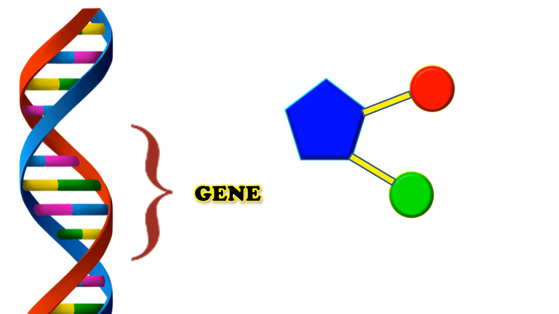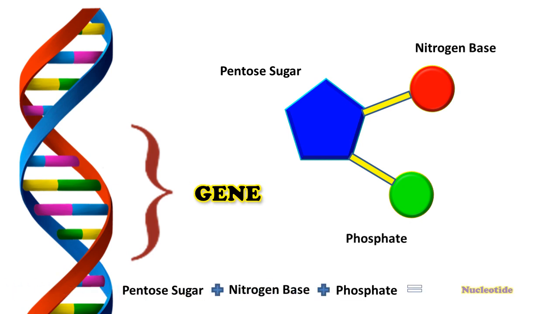Is the gene further made up of something? Yes, it is made up of a series of nucleotides. Now what is a nucleotide? A nucleotide is a chemical structure which is made up of three units. Number 1, pentose sugar. Number 2, nitrogen base. Number 3, phosphate molecule. So we have pentose sugar, nitrogen base and phosphate molecule joined together to form a nucleotide.